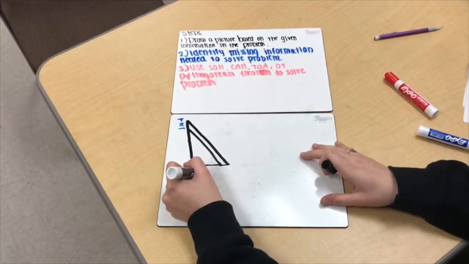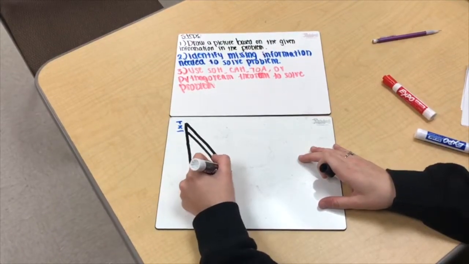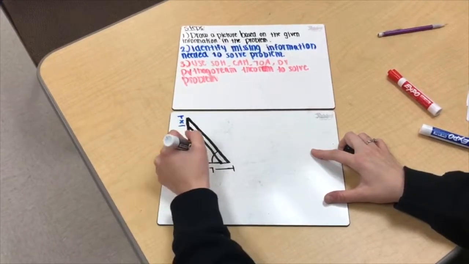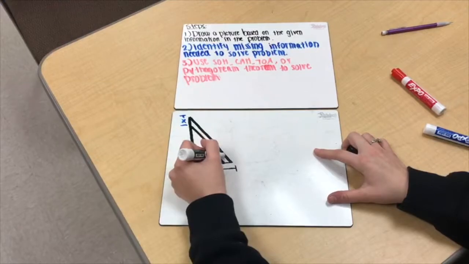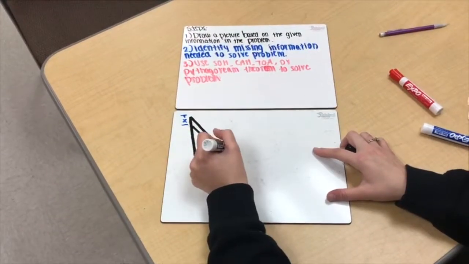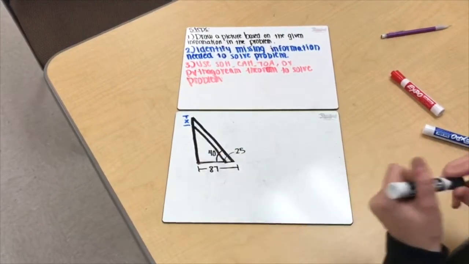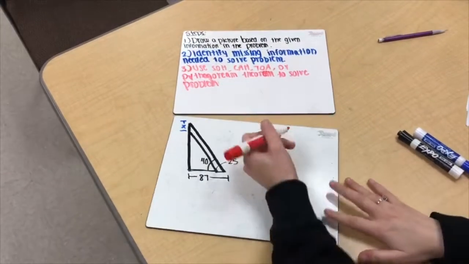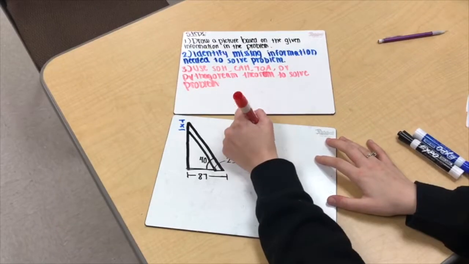So the base was 87 feet, and from the large triangle, it's 40 degrees, and the small triangle, we'll put it out here, is 25. So you want to do the large triangle first.